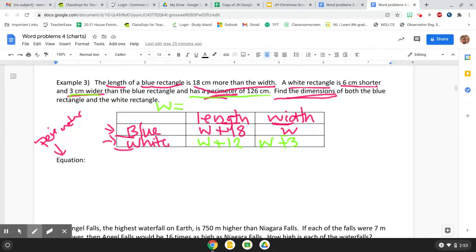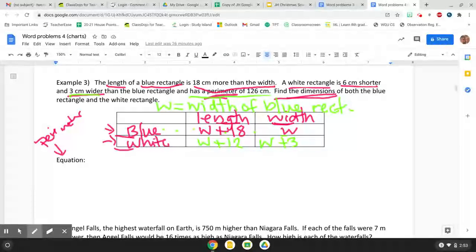So W represents, if I trace it across here, the width of that blue rectangle. Make sure that you explicitly state that. So write that out: the width of the blue rectangle. Again, you can always look at the answer key too to see if you're on the right track.